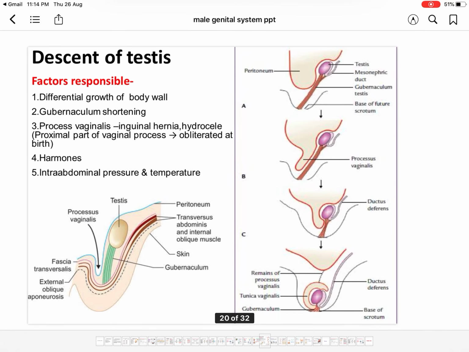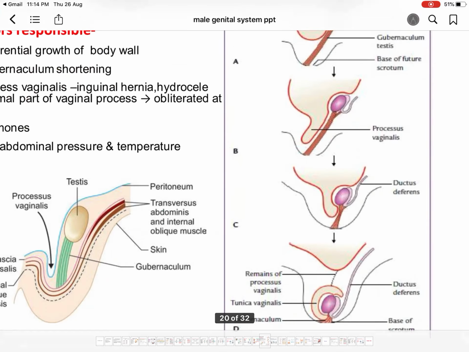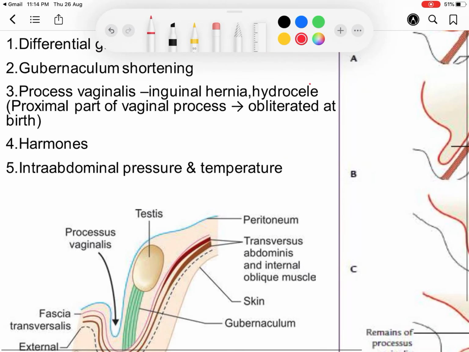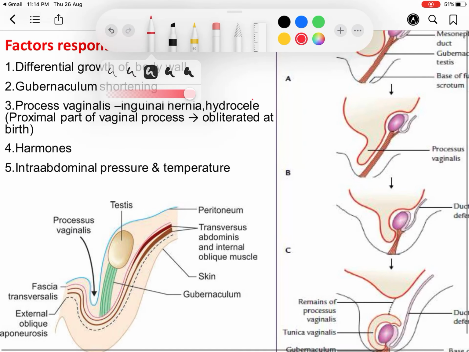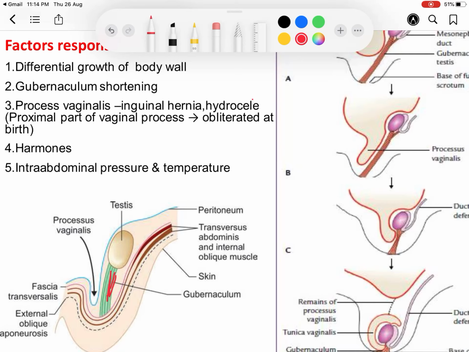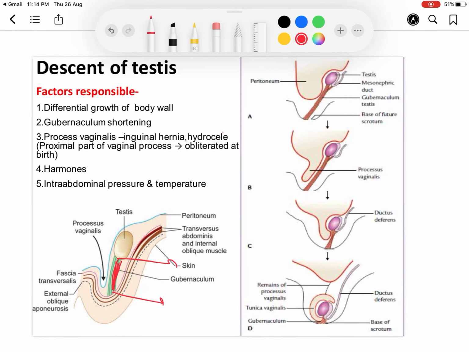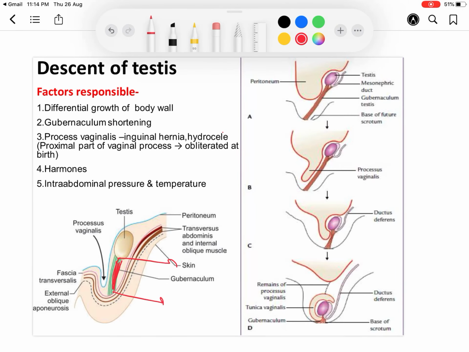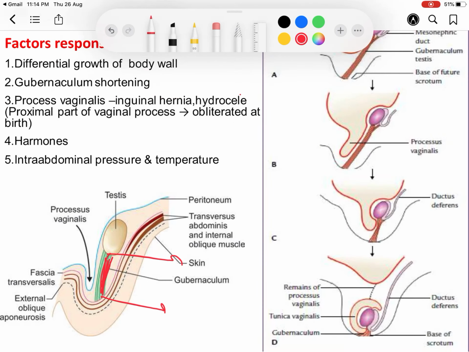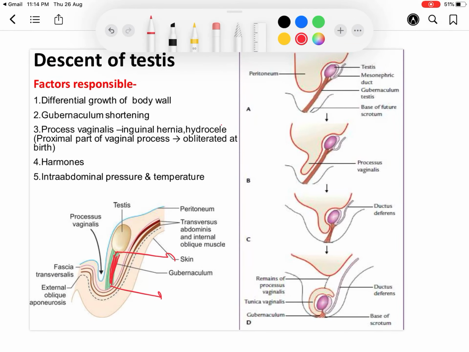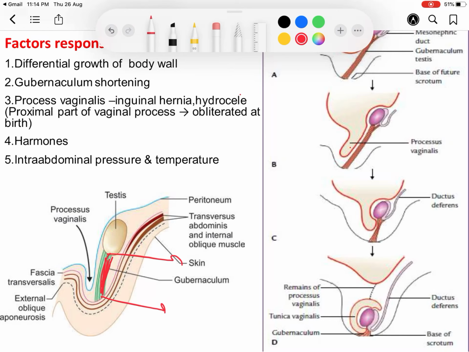What are the factors responsible for the descent of testes? The first important factor is the differential growth of the body wall. Okay, the second factor is the gubernaculum. This greenish one is the gubernaculum, which is attached to the caudal part of the testes, and the lower end is attached to the scrotum. So because of shortening of the gubernaculum, the testes is pulled into the scrotal region. Then the third factor is the processus vaginalis. This processus vaginalis is a pouch of peritoneum which is brought by the testes when it is descending into the scrotal region. Here you can see the pouch of peritoneum which is coming with the descending testes.